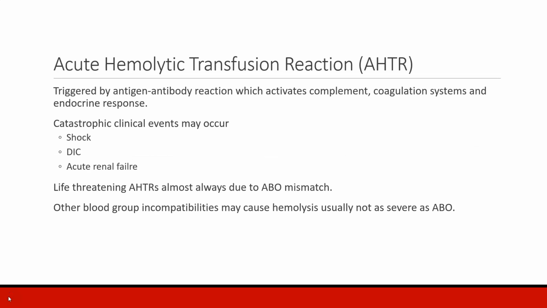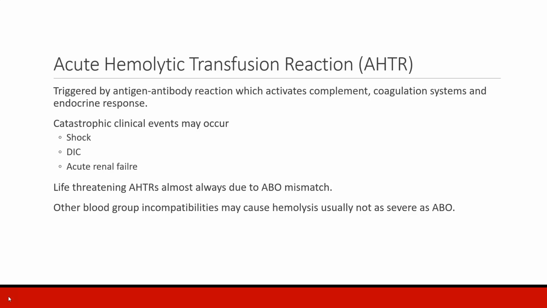The most feared type of reaction is the acute hemolytic transfusion reaction. This is triggered by an antigen-antibody reaction which activates complement, coagulation systems, and the endocrine response. Catastrophic clinical events may occur. The patient may go into shock. The patient may go into disseminated intravascular coagulation, which, remember your coagulation, is where you're trying to clot, but you can't. And in the process, you're using up all your coagulation factors, so you will continue to massively bleed. Acute renal failure is one of the biggest concerns as well.